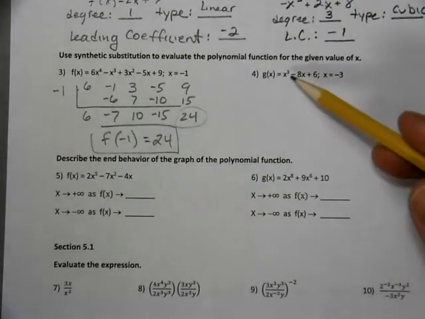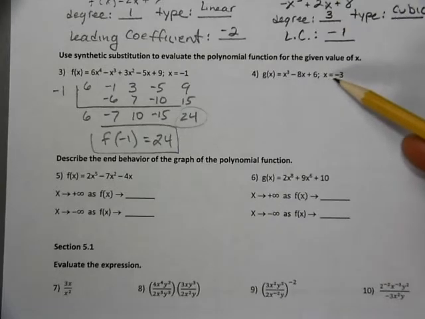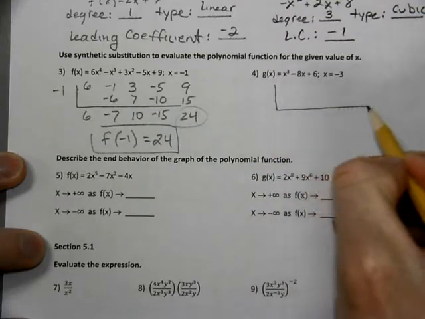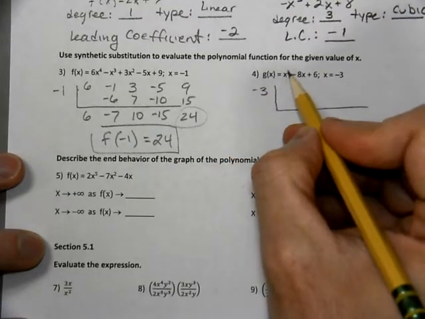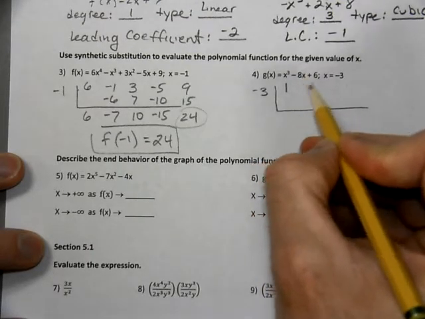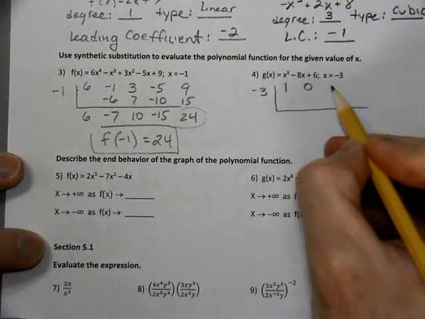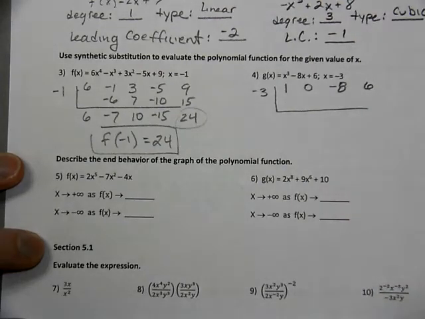Here we're looking at this cubic equation. We want to know what is the y value when x is negative 3. So again, we can use this synthetic substitution. The largest exponent here is 3 and its coefficient is 1. There is no x squared, so we have to represent that as a 0, very important. Negative 8 for the x, and 6 for a constant value.